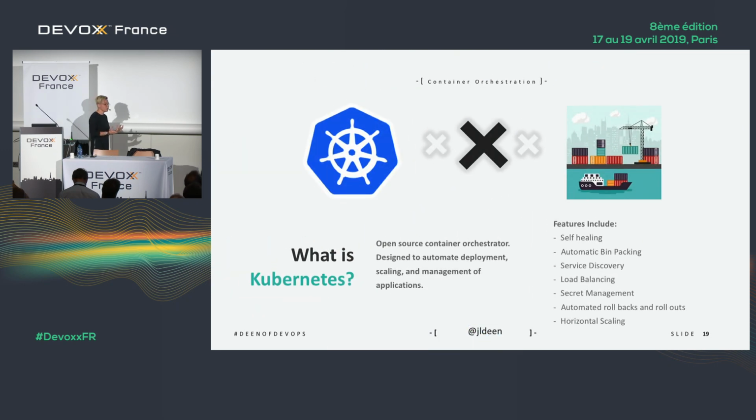So for anyone who feels like this is a little over their head and is still not quite sure what Kubernetes is, it's an open source container orchestrator. It was originally designed by Google based on a system that they use to run billions of containers per week. The system was called Borg. It was designed intently to automate deployment, scaling, and management of applications. It includes built-in features like automatic bin packing, service discovery, load balancing, secret management.